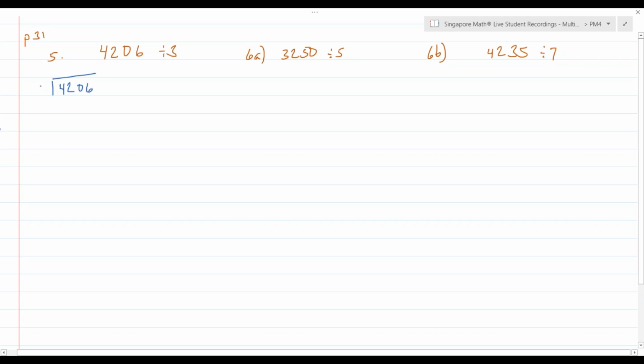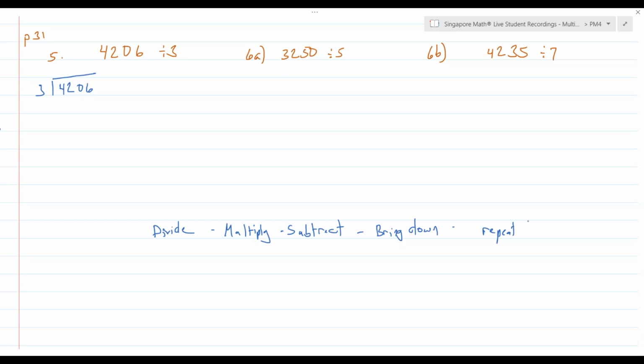4,206 divided by 3. Now remember, we've talked about this before. You are going to first divide, and then you're going to multiply. Then you're going to subtract, and then you're going to bring down a number, and then you're going to repeat the process until there's no more numbers to bring down. So that process is what I'm going to demonstrate for you.